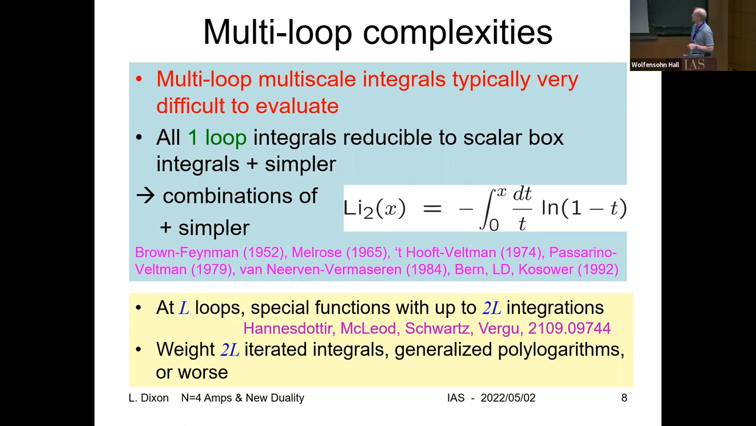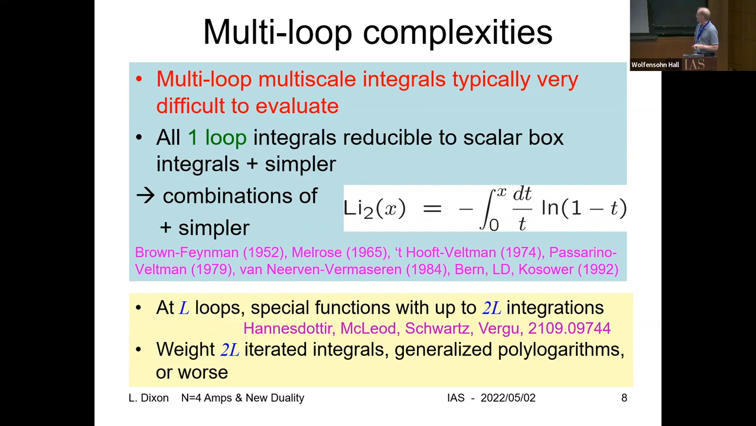Now, one of the problems with loop integrands is that you have to integrate them. And the multi-loop, multi-scale integrals are typically very difficult to evaluate. If you go to one loop, there's a very nice result that because we live in or near four dimensions, all the one loop integrals that we need for phenomenology can be reduced to scalar box integrals plus simpler ones. In other words, if you have five external particles attached to your loop, you might think you have a pentagon integral, but you don't actually. You can rewrite the pentagon integral as a linear combination of box integrals. And the hexagon integrals can be rewritten as combinations of box integrals, and the heptagon integrals, and so on. So at the end of the day, all you have to do is evaluate scalar box integrals.